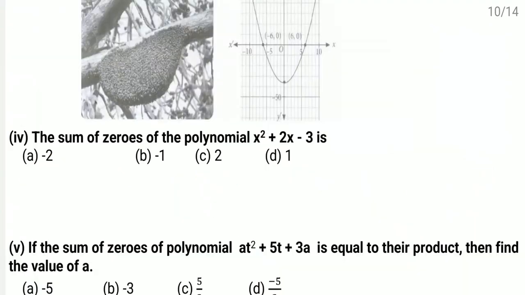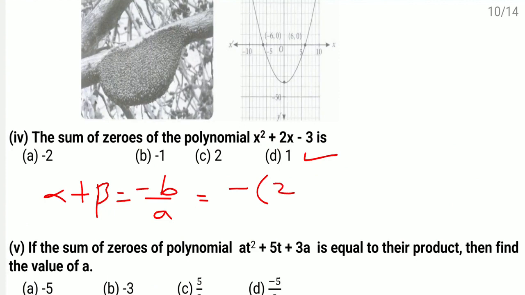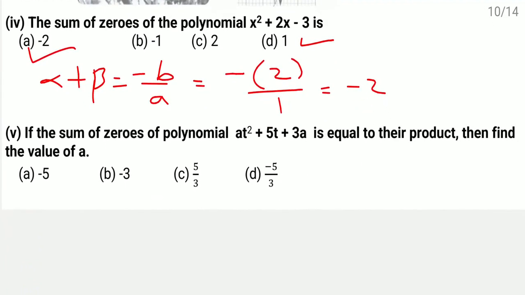The sum of the zeros of this polynomial is, now they have given us this polynomial. So sum is what? Alpha plus beta. What is the formula? Minus b by a. Minus value of b is what? That means coefficient of x, which is 2. And a is what? 1. So final answer is what? Minus 2. So option A is the correct one. Come to the next question now.